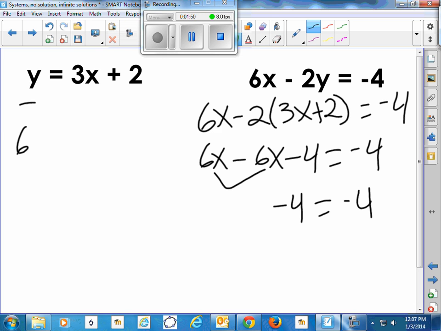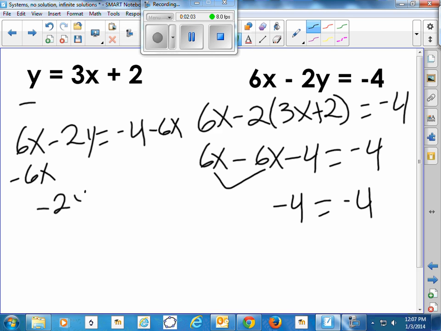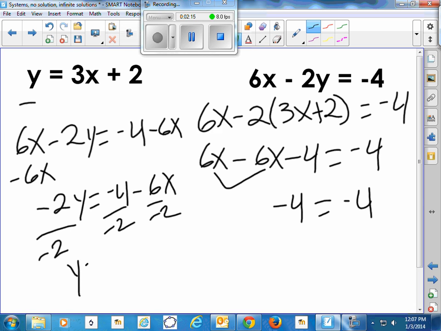So rewriting the equation on the right, 6x minus 2y equals negative 4. If I subtract 6x from each side, I get negative 2y equals negative 4 minus 6x. Divide each side by negative 2. Divide each term by negative 2. So y is equal to 2. Negative 4 divided by negative 2 is 2. Negative divided by negative is positive. 6 divided by 2 is 3.